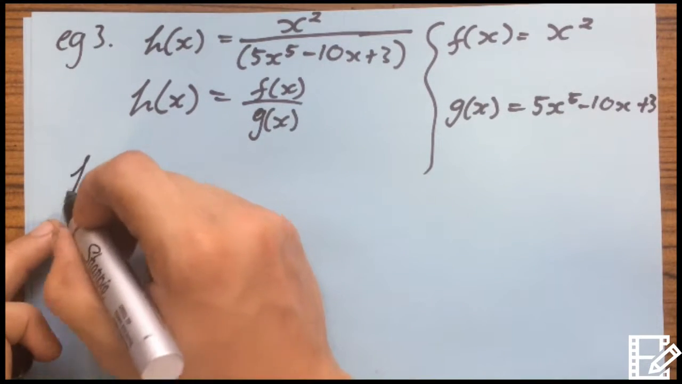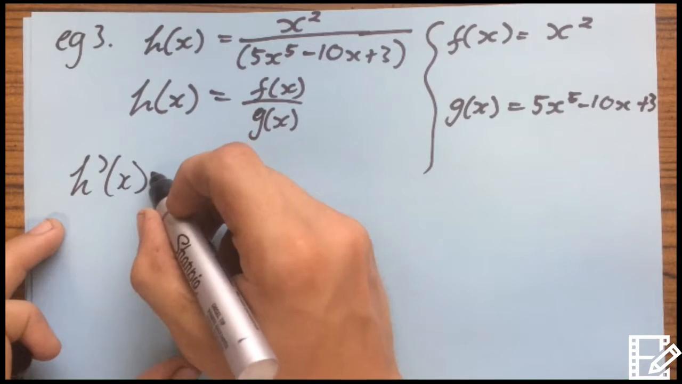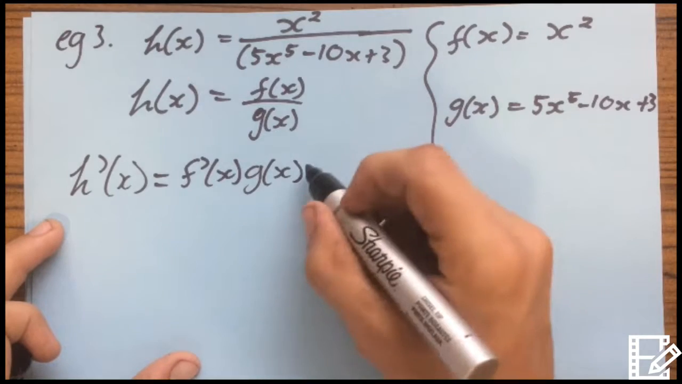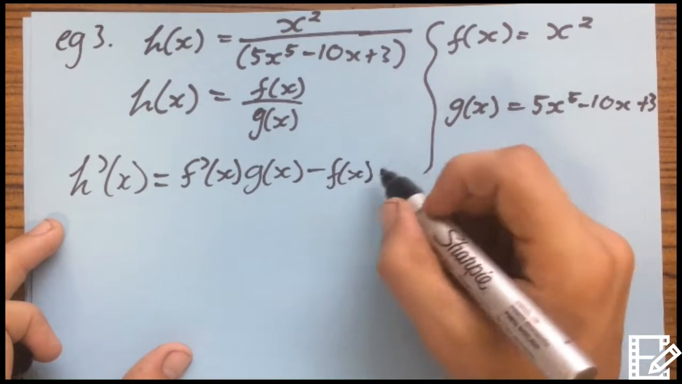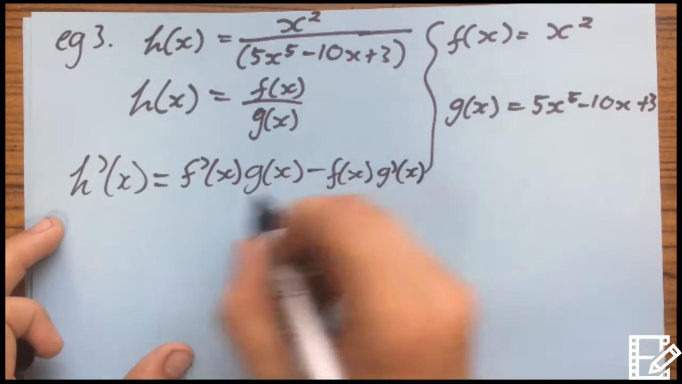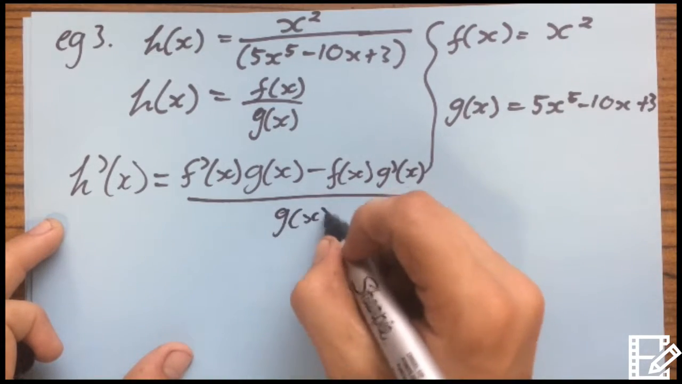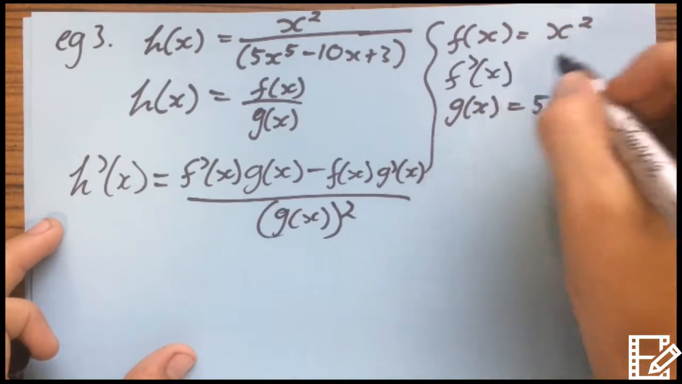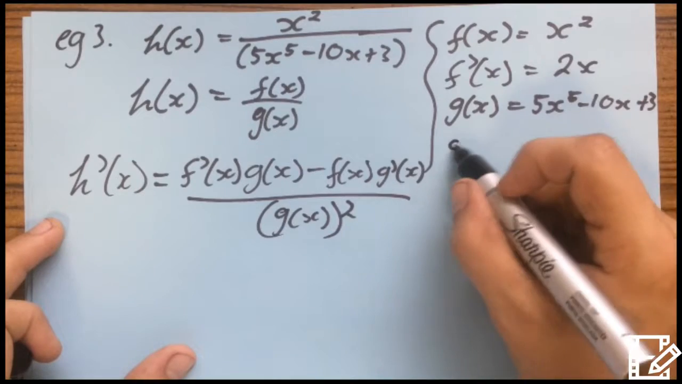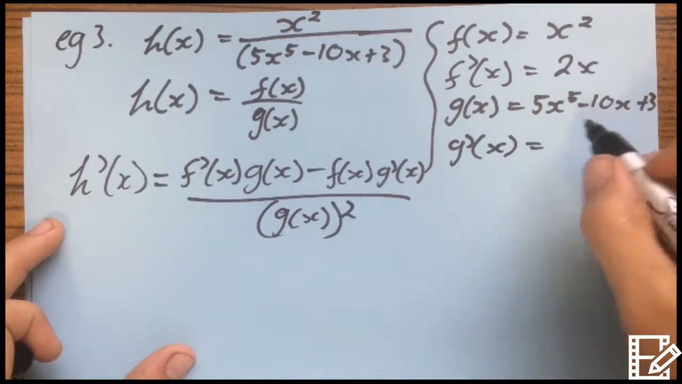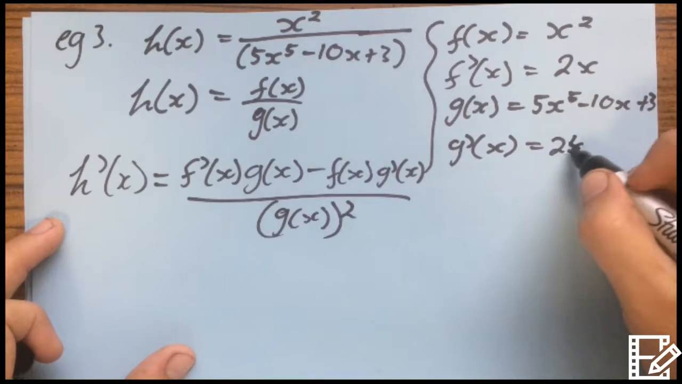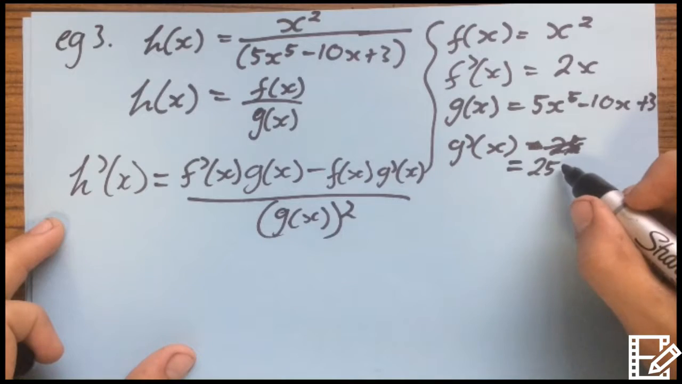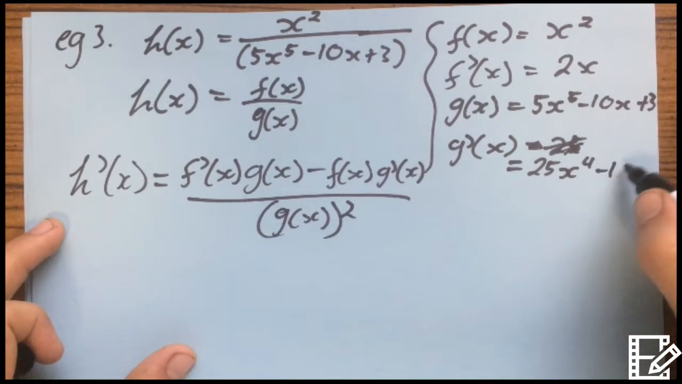So the formula for the derivative is the derivative of f(x), again, multiplied by g(x), minus f(x), multiplied by the derivative of g(x), all over g(x) squared. So again, we find the derivative of f(x), which is 2x, and the derivative of g(x), which is, bring the 5 down, 25x to the power of 4 minus 10.